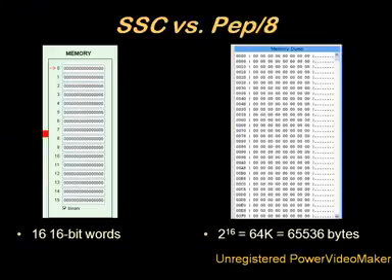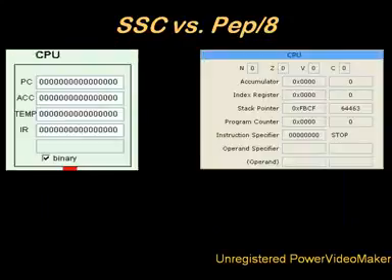The reason I say small is its memory is limited to 64K, or 2 to the 16th. Still a lot better than the super simple computer, where we had a whopping 16 words of memory. Notice that PEP 8's memory, like almost all modern computers, is organized in bytes, not in the 16-bit words we used with SSC.